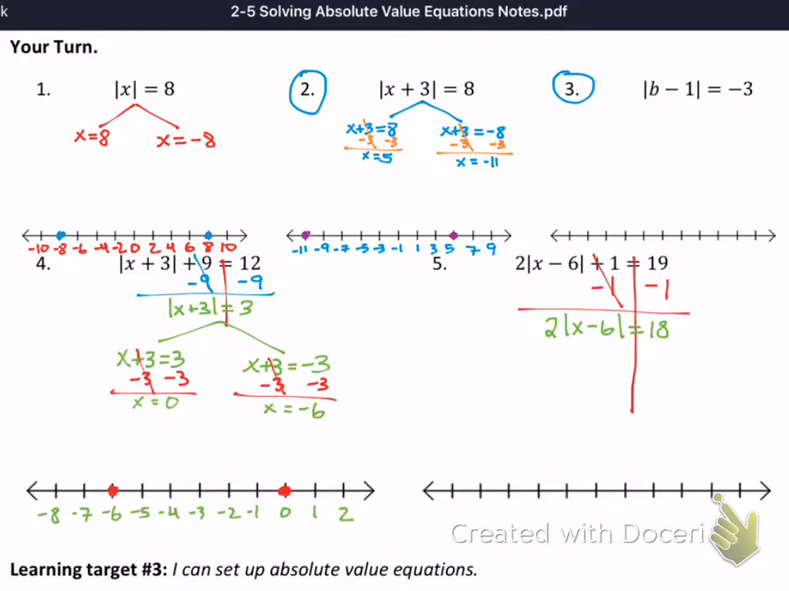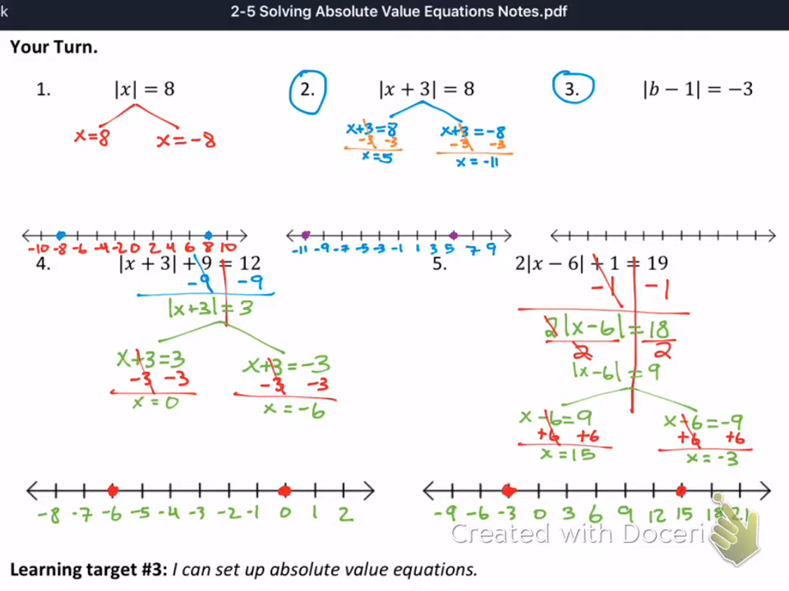One thing I noticed for number 5, as I'm trying to get the absolute value by itself, I have 2 times the absolute value of x minus 6 is equal to 18. Now, naturally, I think what people would want to do is distribute this 2, but it's not a parentheses, it's very different. So you'd have to actually divide both sides by 2 to get rid of it, and then end up with the absolute value of x minus 6 is equal to 9. And then you can go ahead and split that equation up and solve it. Go ahead and solve, check your answers, and check the number line. There you go, negative 3 and 15.